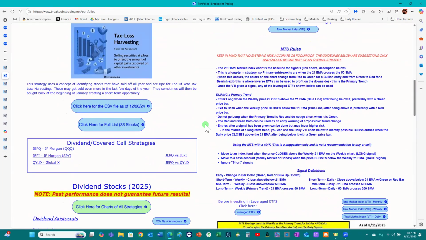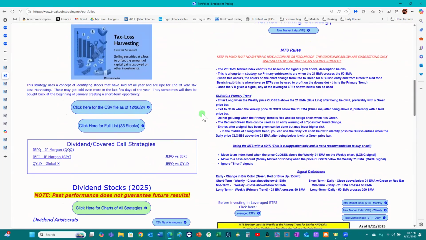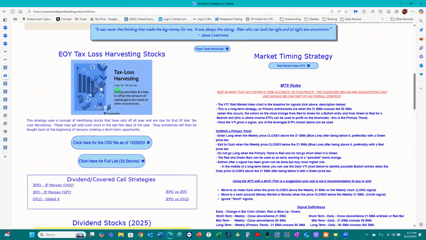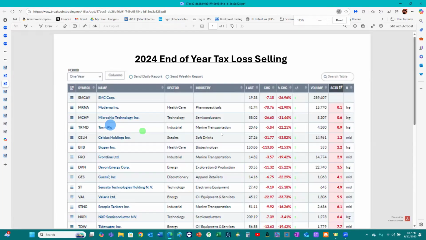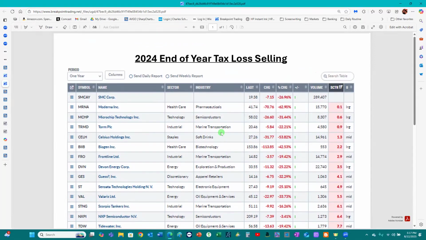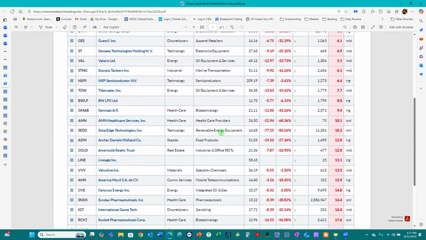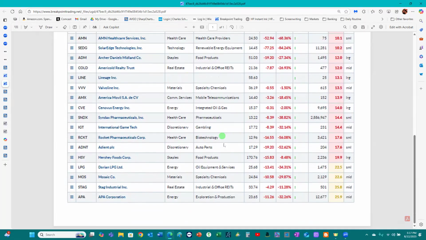I was reminded of this idea by John Carter at the Money Show back in November, because it was close to the end of the year. So this explains tax loss harvesting. I put in a CSV file of all the stocks because I created a scan to look for the right stocks. Here's the full list, and I'll actually show you this. So this is the full list of 33 stocks from the scan last November, I think is when I ran this. So these are all the stocks that hit the scan.